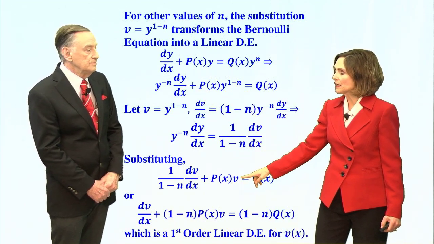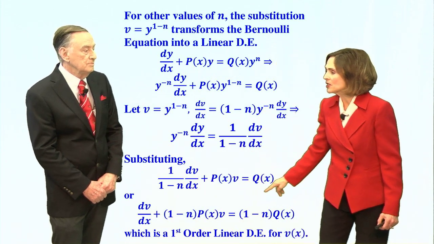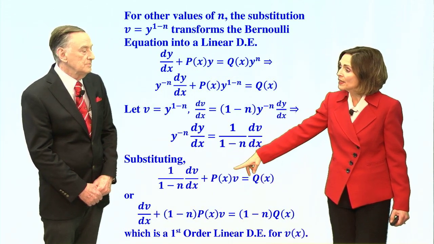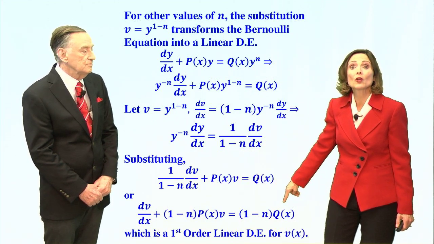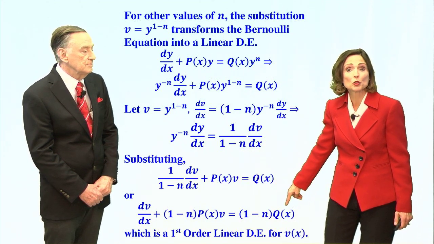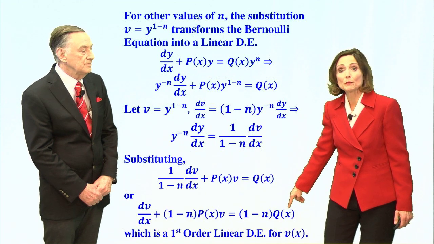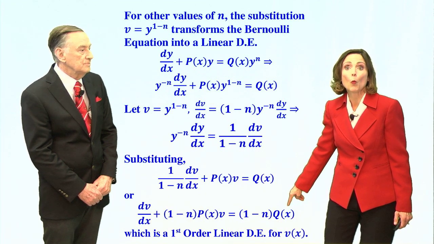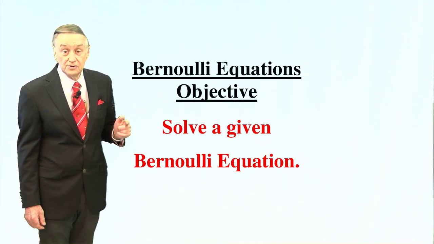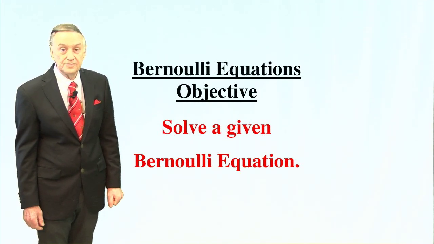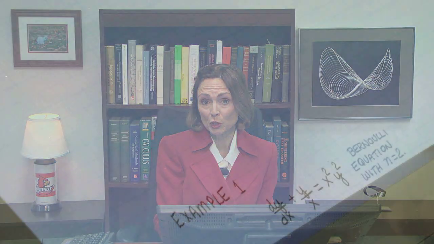Y to the 1 minus n is v, and notice this differential equation can then be put into a form that is first order linear in v and x, which we know how to solve, and then substitute back to get the variable y. Our objective tells us to solve a Bernoulli differential equation. Let's solve this Bernoulli equation with n equal to 2.